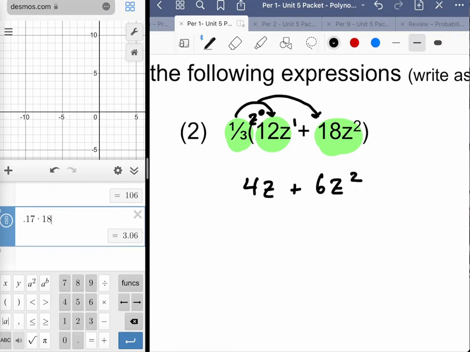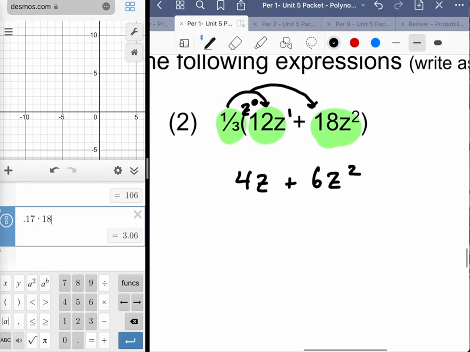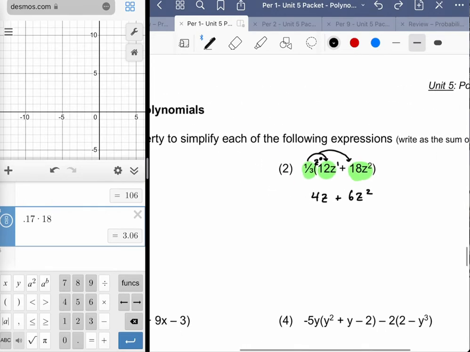What did they mean in parentheses when they say write as the sum of monomials? Oh, it's just each one of these terms is a monomial. So your final answer should have a sum, or, well, a difference would work too, but it should have a sum because if it's still separated by parentheses, it's not fully distributed. Got it, thank you. No problem.